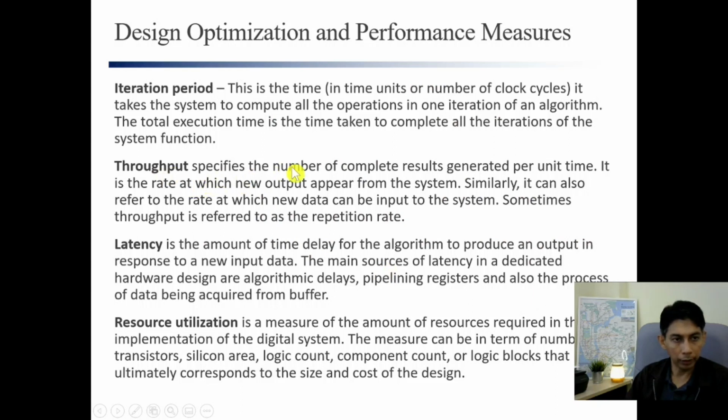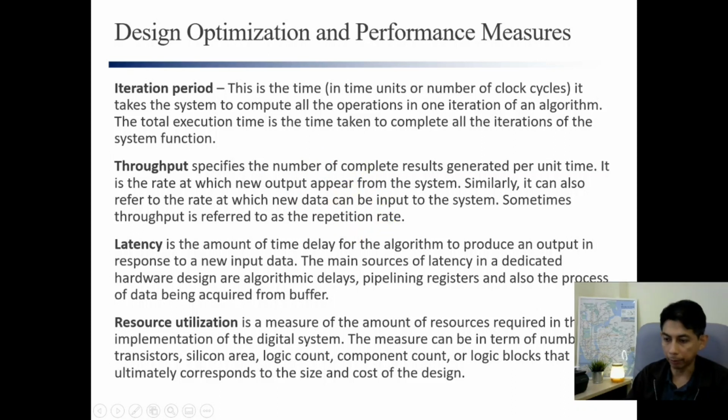Throughput specifies the number of complete results generated per unit time. It is the rate at which new outputs appear from the system. Similarly, it can also refer to the rate at which new data can be input to the system. Sometimes throughput is referred to as the repetition rate. So throughput means how many results your system can produce in one unit time.